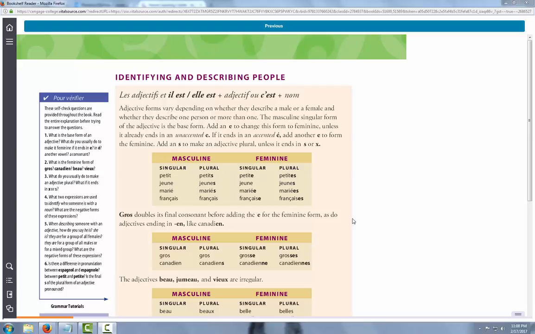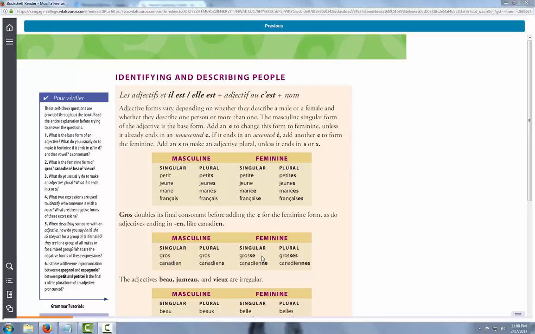Gros and a couple of the other adjectives are going to be doubling up final consonants before adding an E to make them feminine. Gros means big. Il est gros, ils sont gros. You see in the plural you're not adding an S, it's just like français here above.